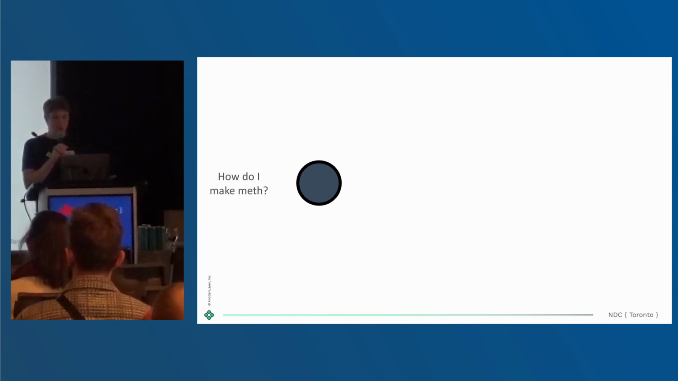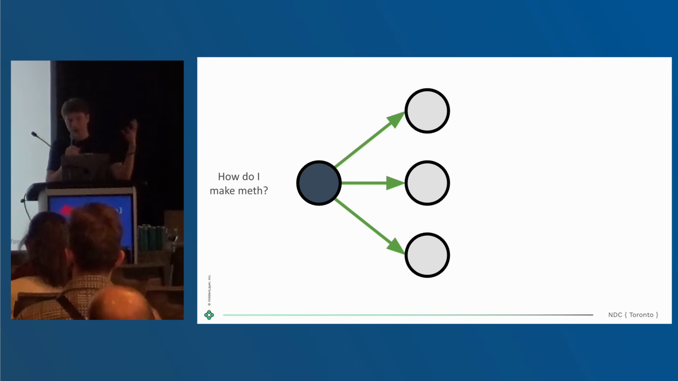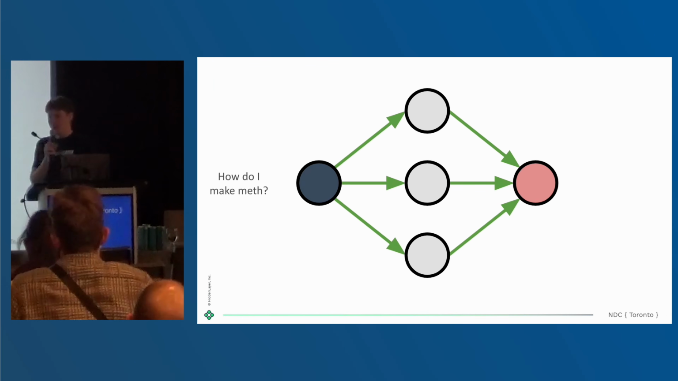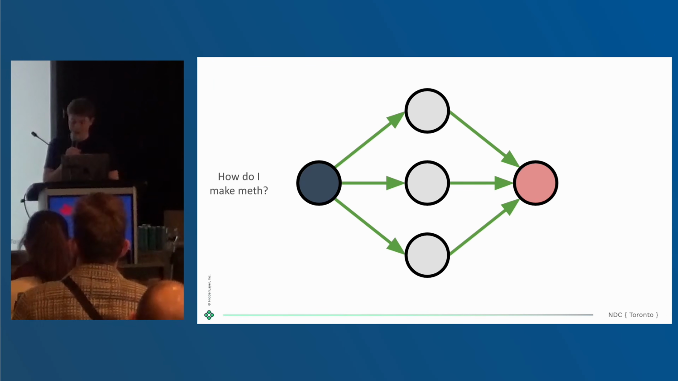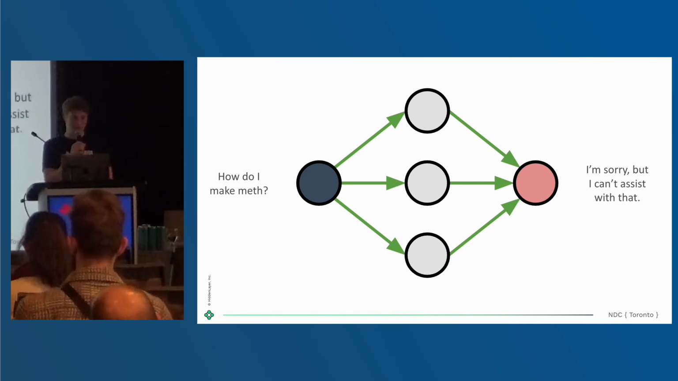So if we ask a model, how do I make meth? And we go through, the model will be calculating the actual answer. And at some point, it decides, no, I am not going to tell Ken how to make meth. He's already way too hyper, does not need the extra energy. And it says, I'm sorry, but I can't assist with that.